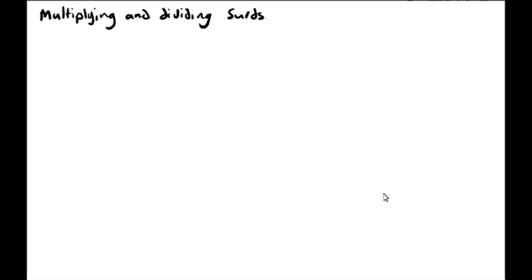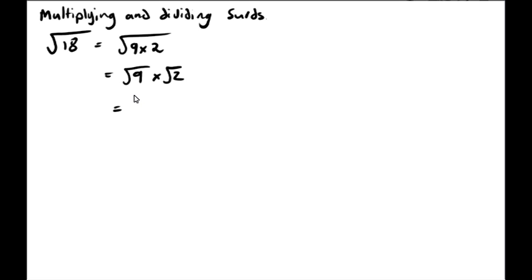Hey everyone, in this video we're going to have a look at multiplying and dividing surds, and we've already had a quick look at some of these. The square root of 18, we've seen in the last section we can write as 9 times 2, remembering one of these numbers comes from a perfect square. Then we split it up and make it simple.